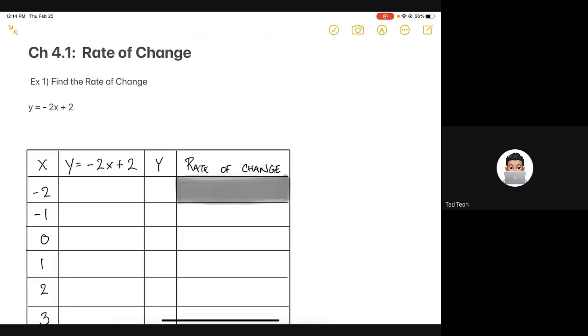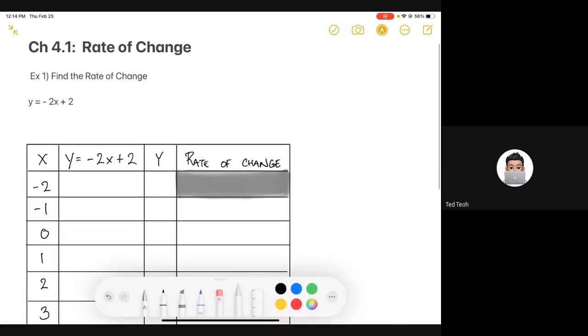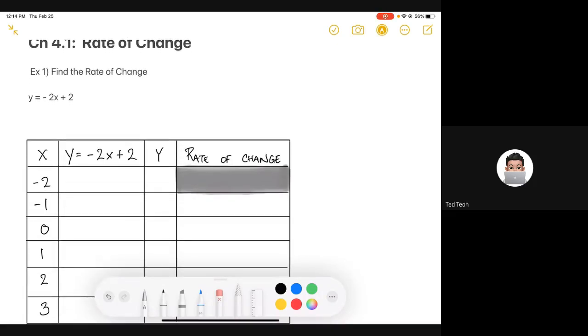All right, we're going to learn how to find the rate of change of a linear equation. We're going to find a rate of change in this equation. Every question will have a different equation. In this question, the equation is y equals negative 2x plus 2.